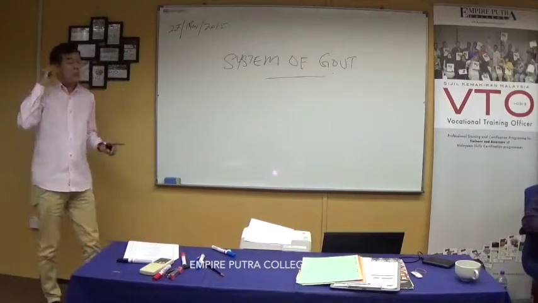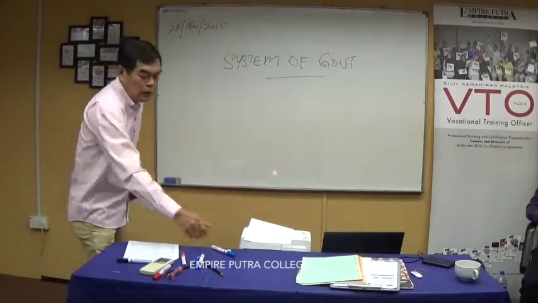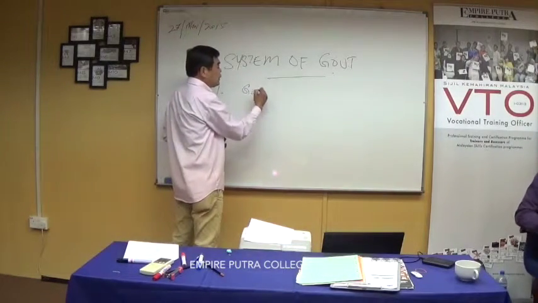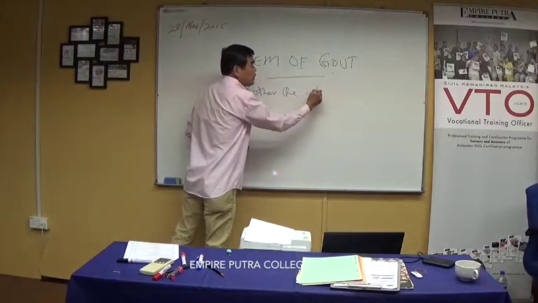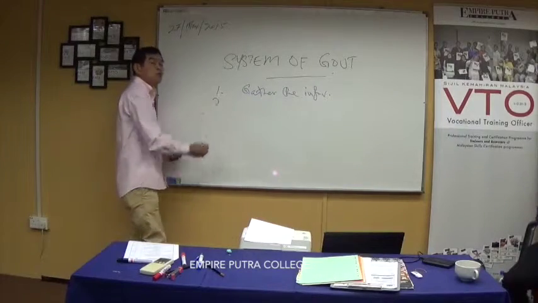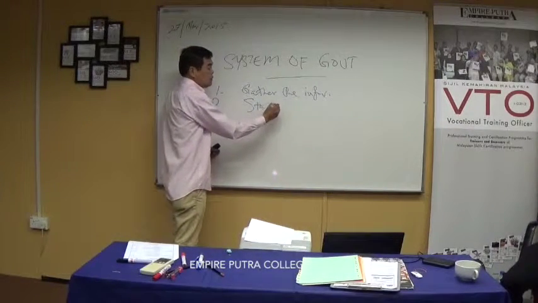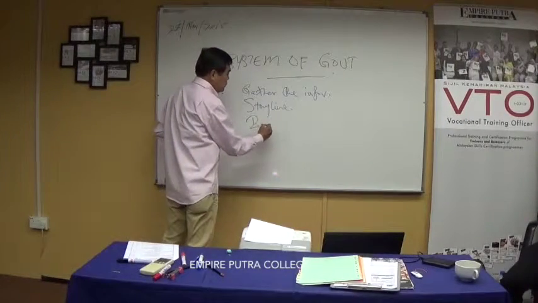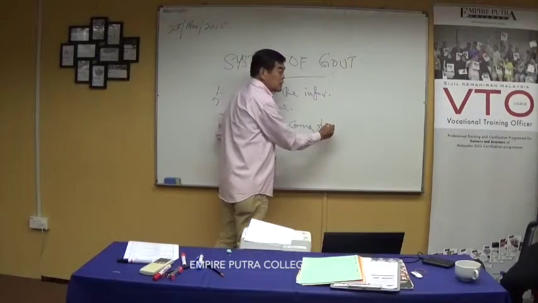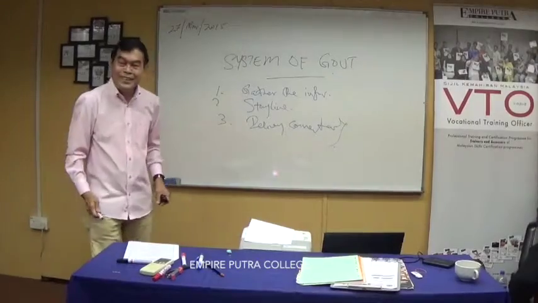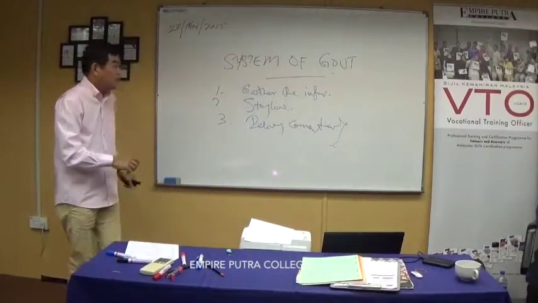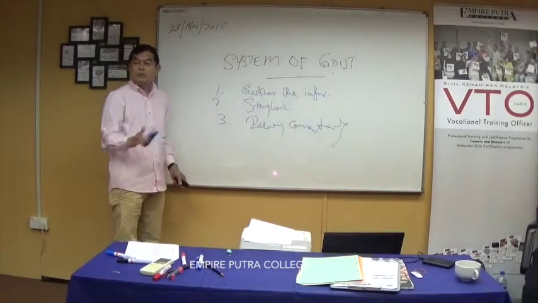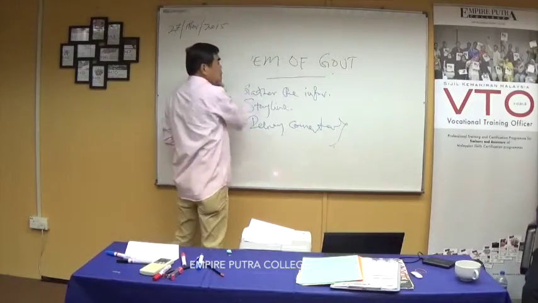Now, on this topic, System of Government, there are three very important things that we want to achieve. First, you have to gather the information of the topic today. Second, we want you to build a storyline. And the third is to deliver your commentary. So these are the three objectives that we really need to achieve in delivering this topic of a system of government. Do you have this clear?